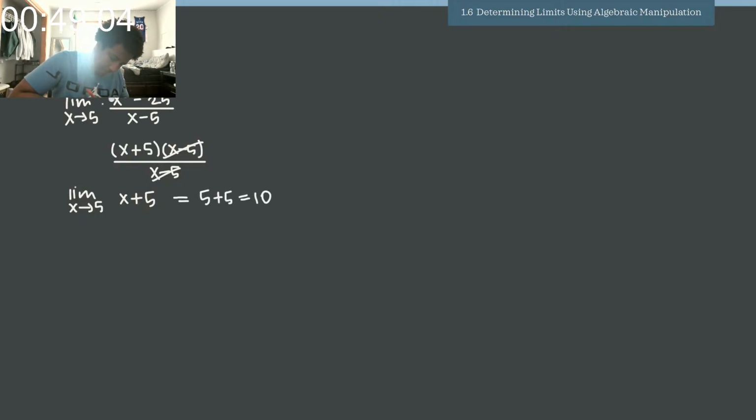If we had originally tried to plug 5 into the original function, we would have gotten 0 in the numerator and 0 in the denominator for an indeterminate form of 0 over 0. But with a little algebraic manipulation through factoring, we can see that the limit is 10.